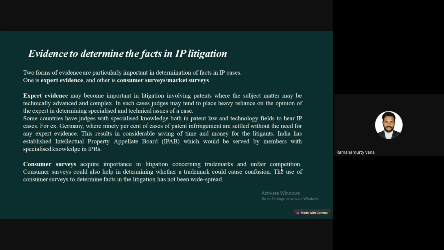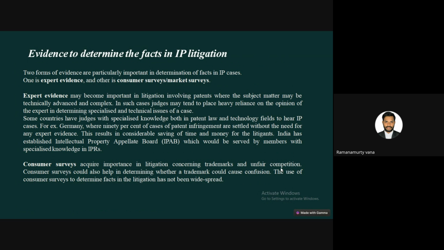But some countries have judges with specialized knowledge, both in patent law and technology fields. For example, Germany, where 90% of cases of patent infringement are settled without the need for any expert evidence. So this results in considerable saving of time and money for the litigation. India also established the Intellectual Property Appellate Board through the Trademark Act 1999, which would be served by members with specialized knowledge in intellectual property rights. But these are only boards. In courts, there are no judges specialized in intellectual property litigation.